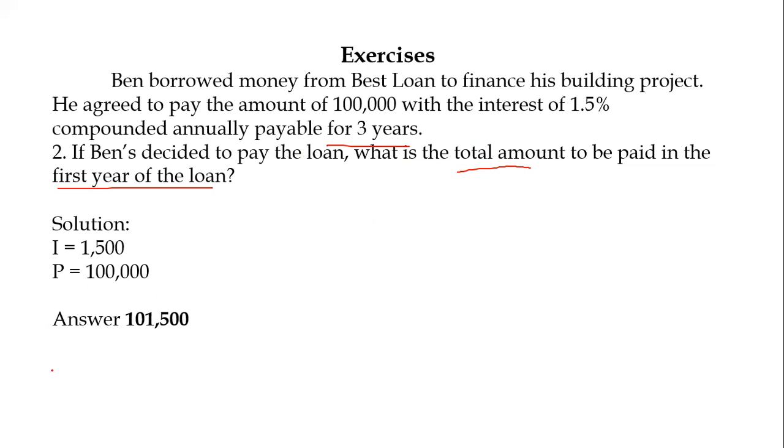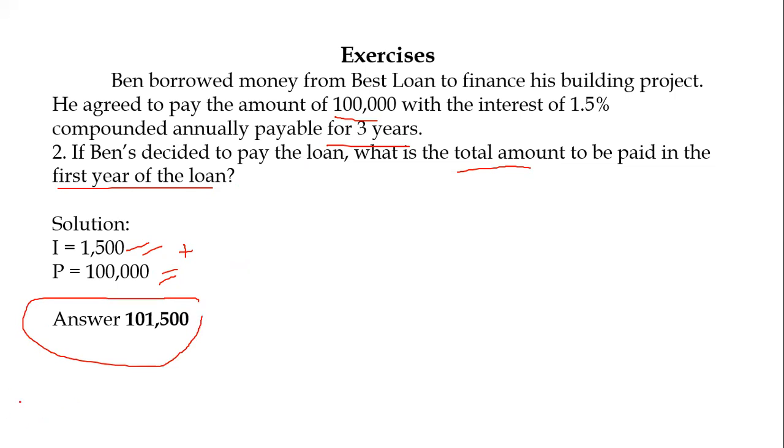Remember, in the first question we computed the first year interest and that is 1,500. And of course, the 100,000 he borrowed is the principal. We just add those two. So the total amount to be paid at the end of the first year of the loan is 101,500.